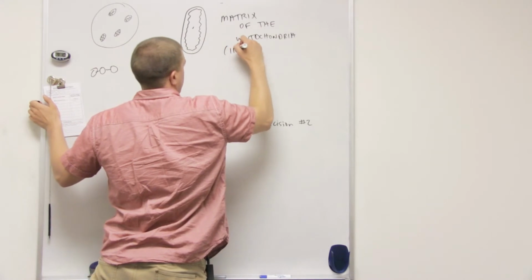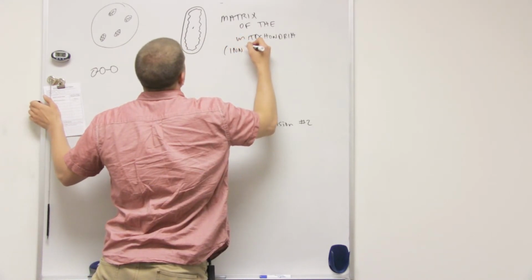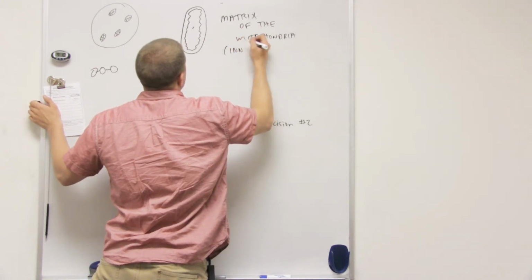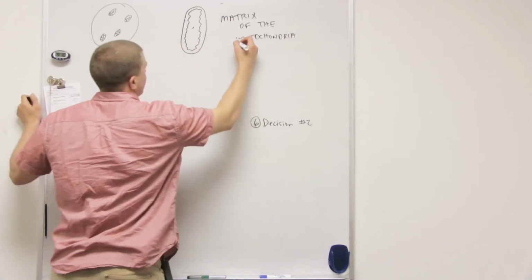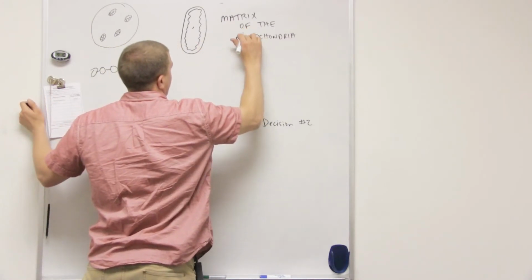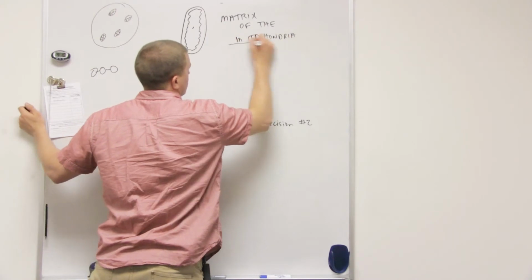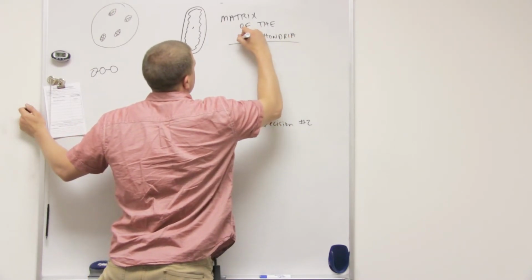or the inner membrane. Wait, do they call it the inner membrane? They might call it the inner membrane. I think they do. I think so. Yeah, I don't know. Well, I know for sure it's the matrix of mitochondria, though.